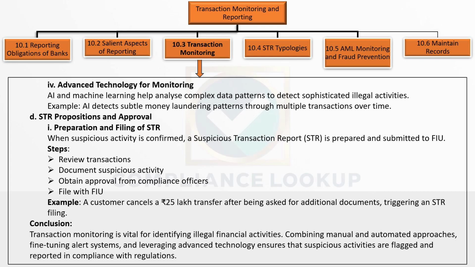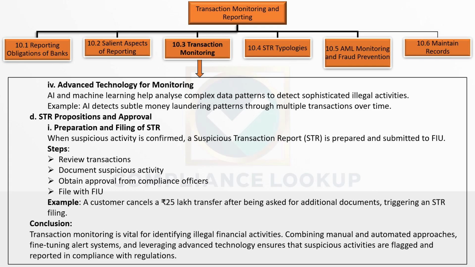Example, a customer tries to wire 25 lakh rupees abroad but cancels the transaction when asked for additional documentation. The bank investigates, finds it suspicious, and prepares an STR, submitting it to the FIU for further action.